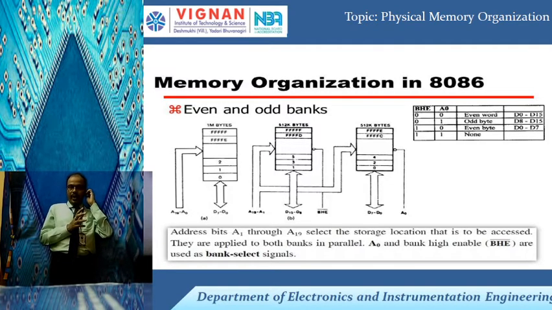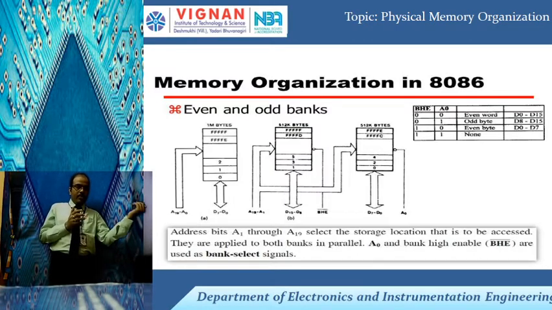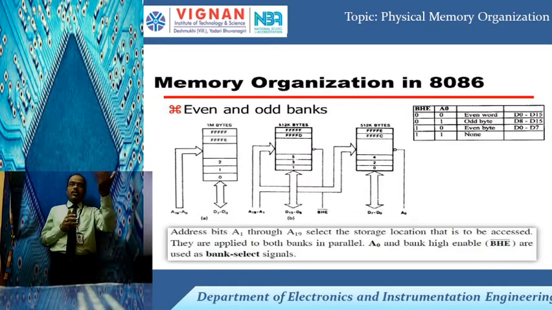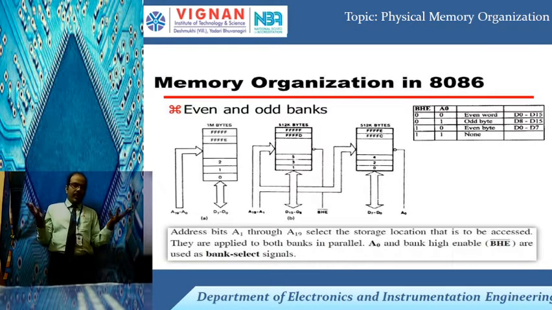For that, when BHE bar is 0 and A0 is 0, that is a word, which means both the banks are selected, with the address starting from the even address. When BHE bar is 0 and A0 is 1, the even address bank is disabled, so that is an odd address byte. When A0 is 0 and BHE bar is 1, the odd address bank is disabled and the even address bank is enabled, so that is an even byte. When both are 1, none of the data is accessed.